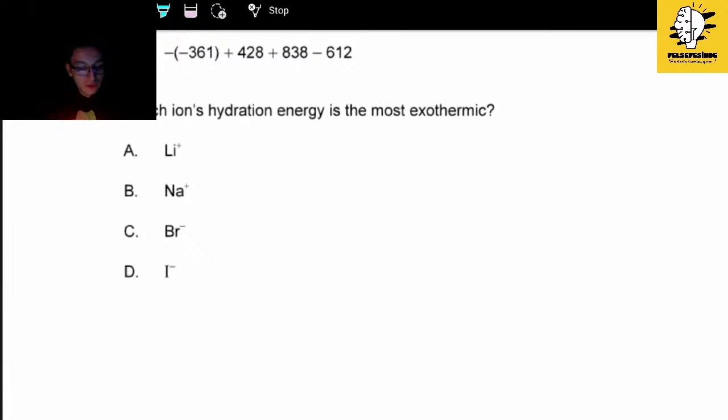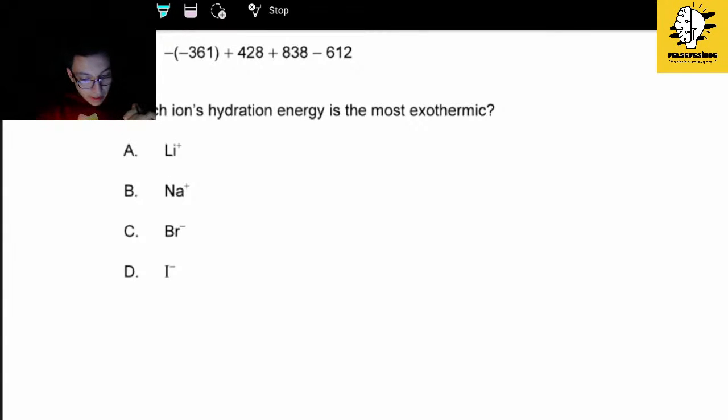So, which ion's hydration energy is the most exothermic? We can say that hydration is the amount of energy released when 1 mole of ion in gaseous state is converted into aqueous form. Sorry, the amount of energy released when ions in gaseous states are converted into aqueous states. So this is a thing that we have to remember.